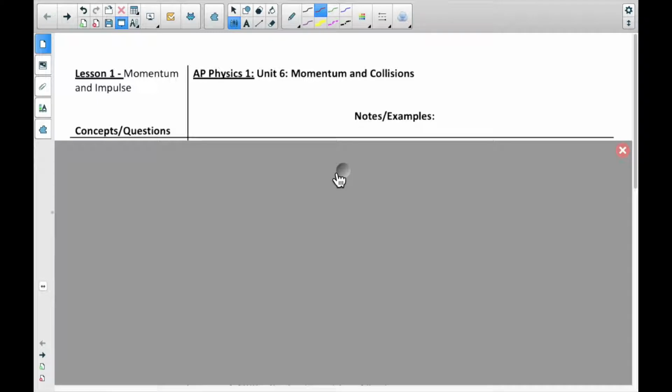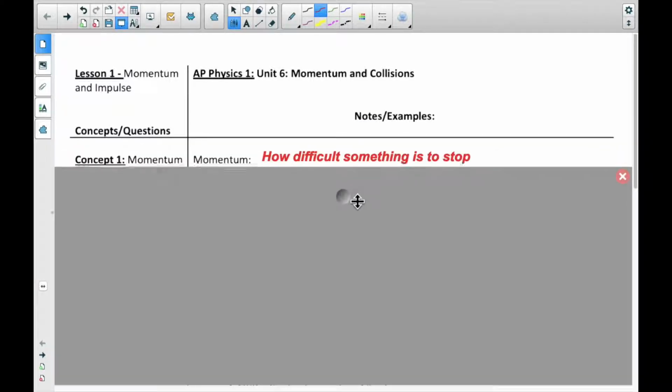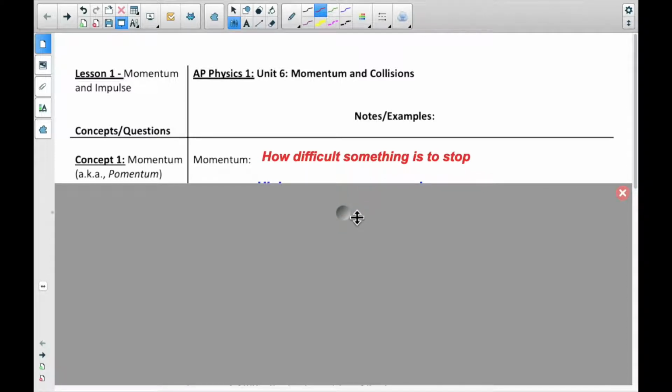When you think about the definition of momentum, what do you think about? Because sometimes what we think of in a colloquial way matches up with the definition in physics, and sometimes it doesn't. One thing that does match up with physics is how difficult something is to stop. That is a definition of momentum, and that works with the physics definition as well.